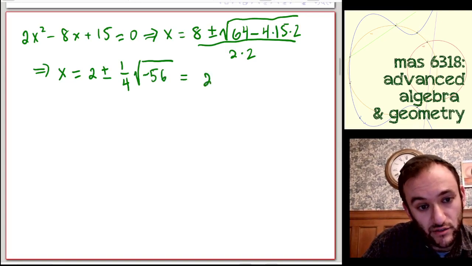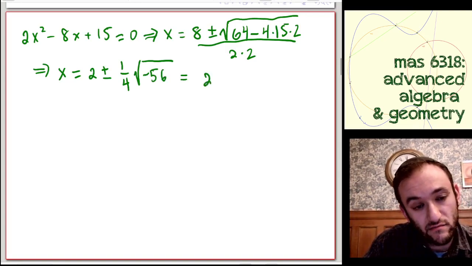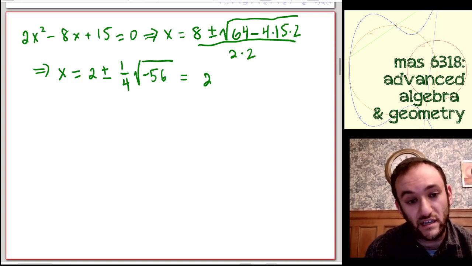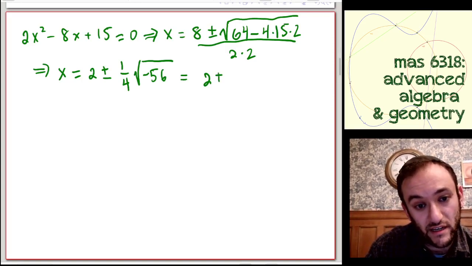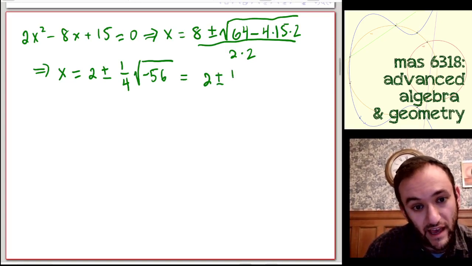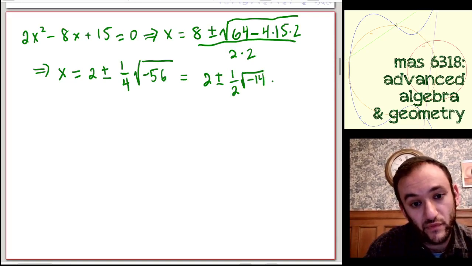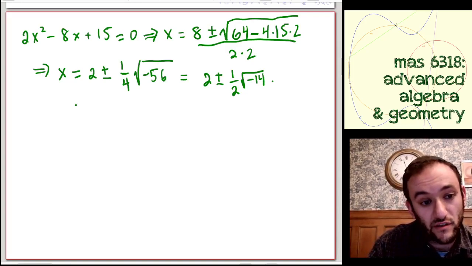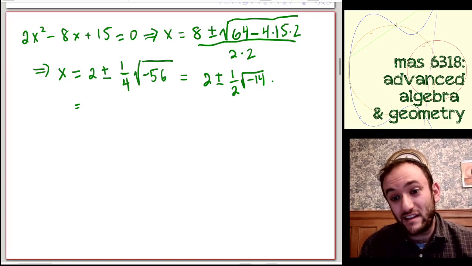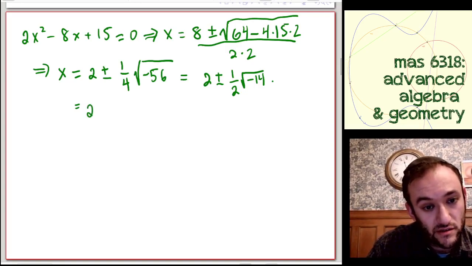And then we get 2. We can factor 4 out of 56, so it's 14 times 4. So we'll get 2 plus or minus, that becomes a 2 after taking it out of the square root, so we get a half, 1/2 square root of minus 14. Okay, when you have a square root of a negative number, then in complex land, that can be thought of as i times the square root of a positive number. So this is going to be 2 plus or minus i times the square root of 14 over 2.